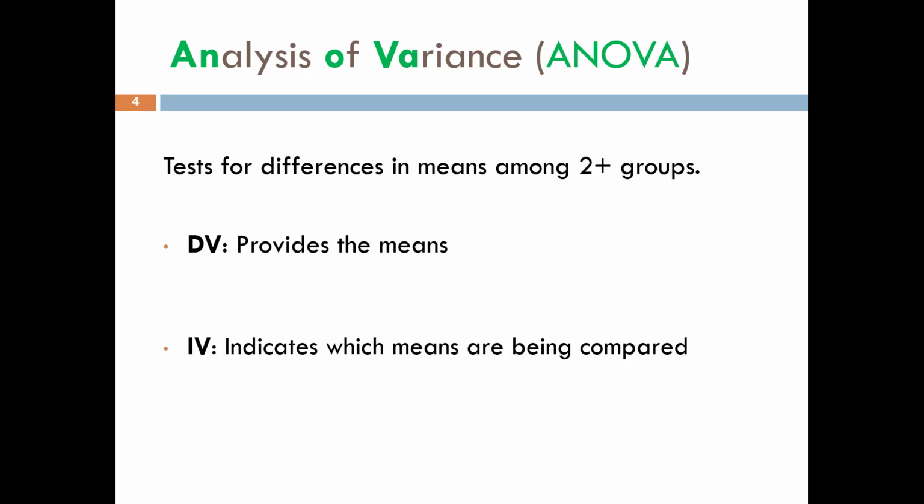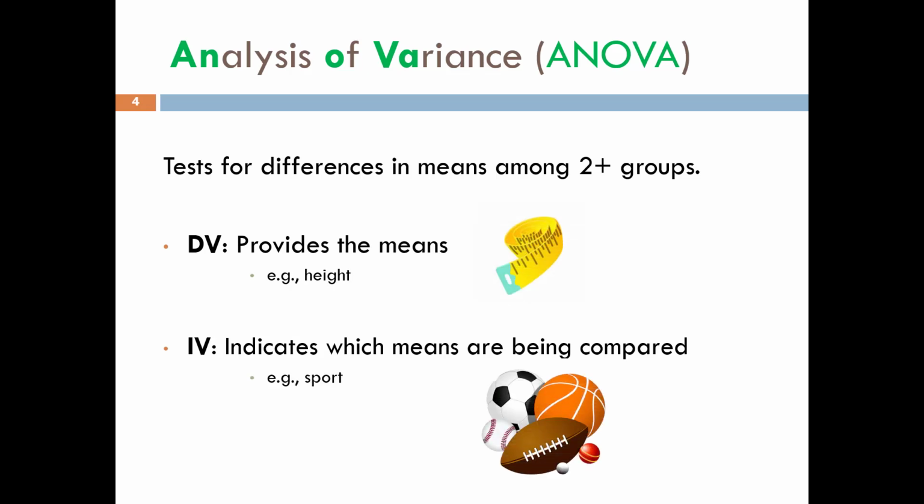So I've mentioned that ANOVA tests for differences in means. And so the dependent variable, the continuous variable, provides the means that are being compared. And then the independent variable indicates which means are being compared. So for example, which groups are being compared or which measurement occasions are being compared. For example, let's say that you wanted to compare the height of athletes based on the sport. So maybe you're wondering whether baseball players are shorter or taller than basketball players and so on. Then the dependent variable would be the height, and the independent variable would be the type of sport.